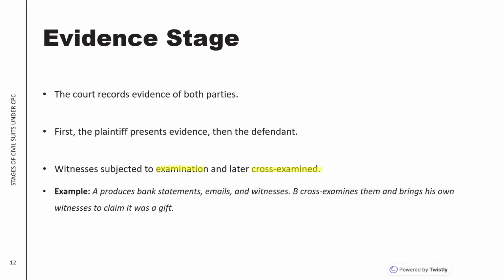In our loan recovery example, A produces bank statements, emails, and witnesses, and B cross examines them and brings his own witness to claim it was a gift.